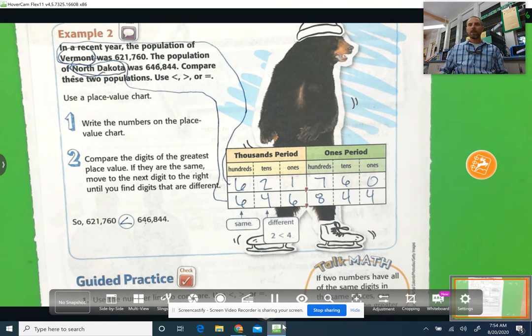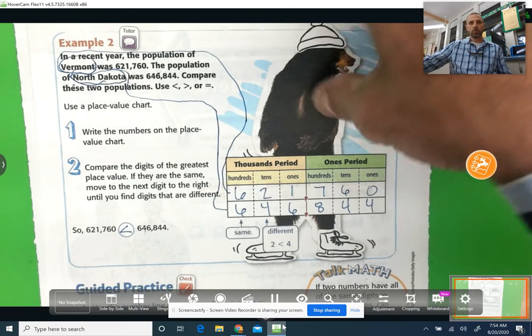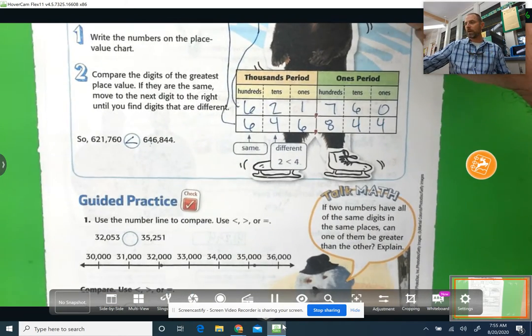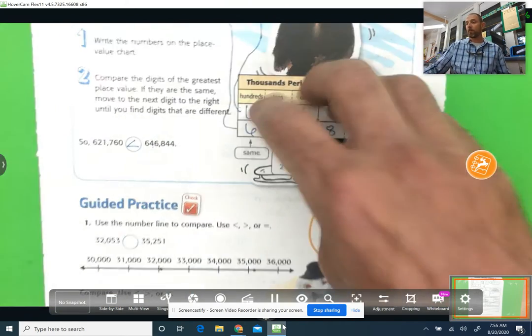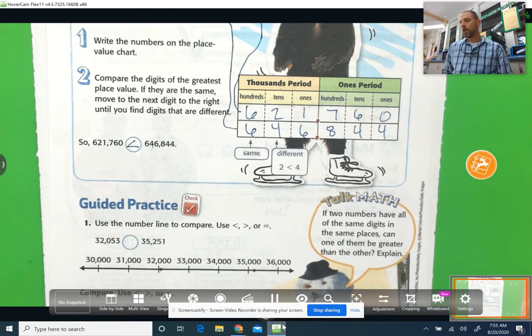646,844. Okay. I really, really like that stack method, and many of us will grow to like that method as well as the drawing of the place value position charts that include the periods. Okay. All right.